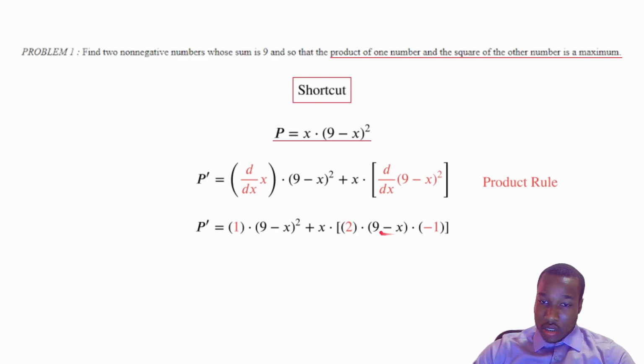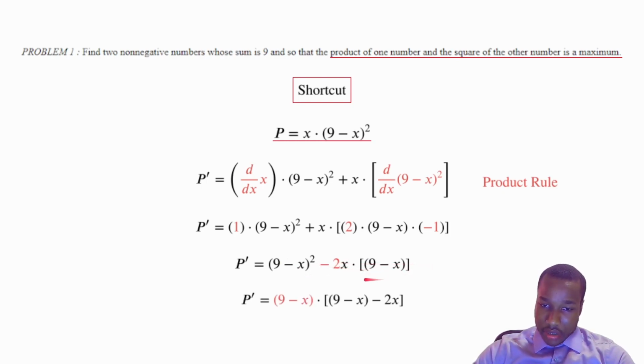and then we take the derivative of what's inside these brackets, 9 minus x, which will leave us with 0 minus 1, which leaves us with just negative 1. To simplify even more, we can bring the 2 and negative 1 to the outside, multiplying that by x. So then we get 9 minus x squared minus 2x times 9 minus x equals p prime.